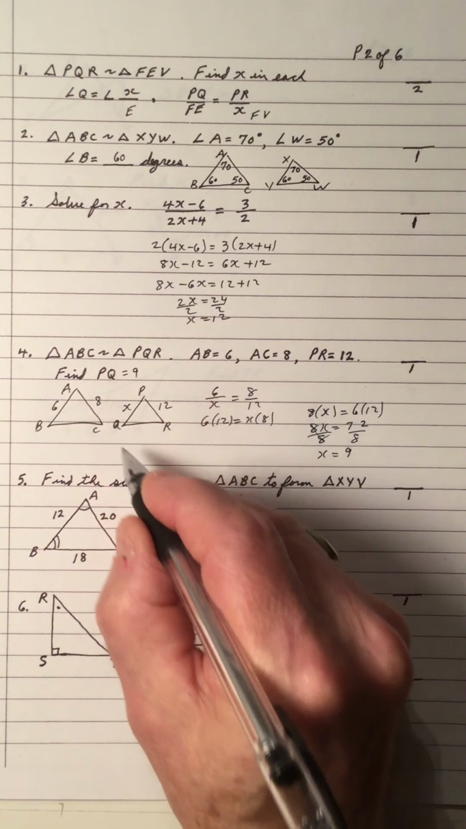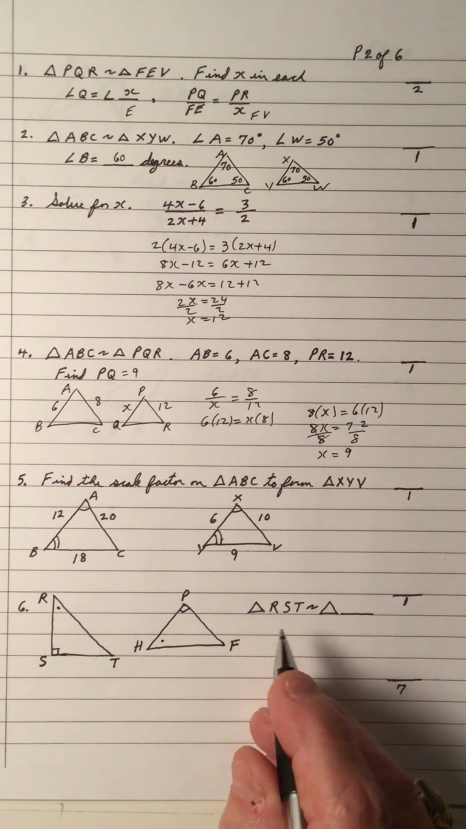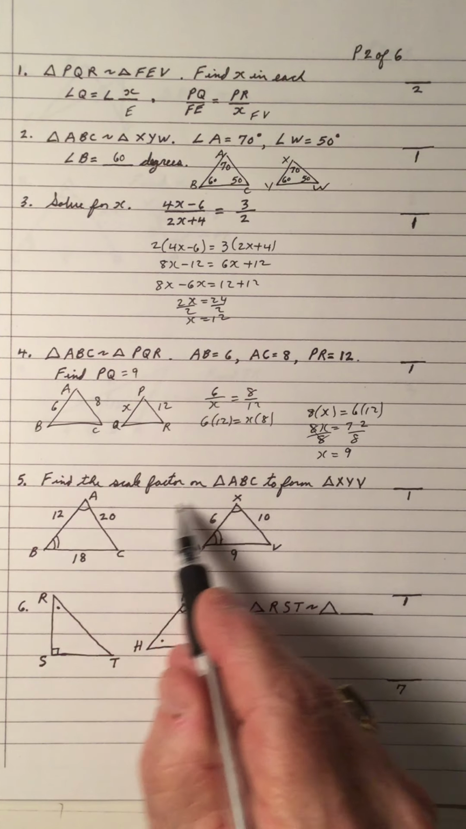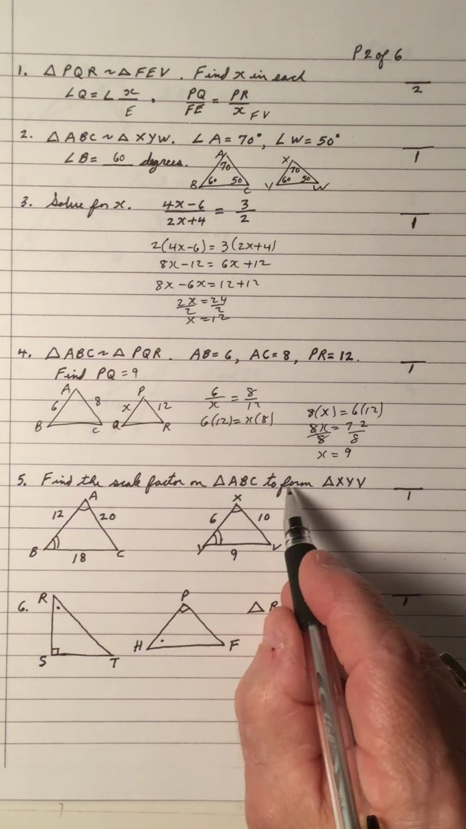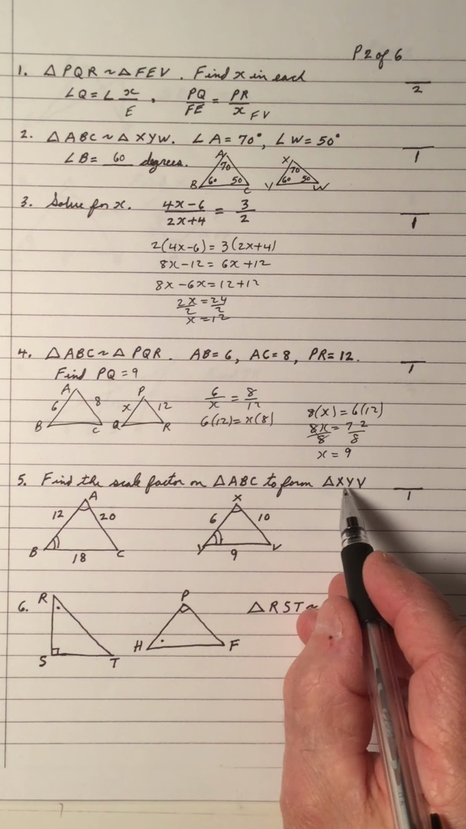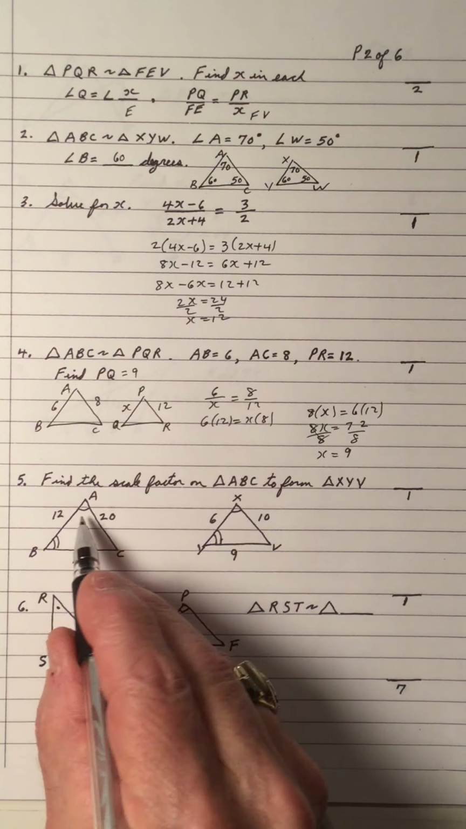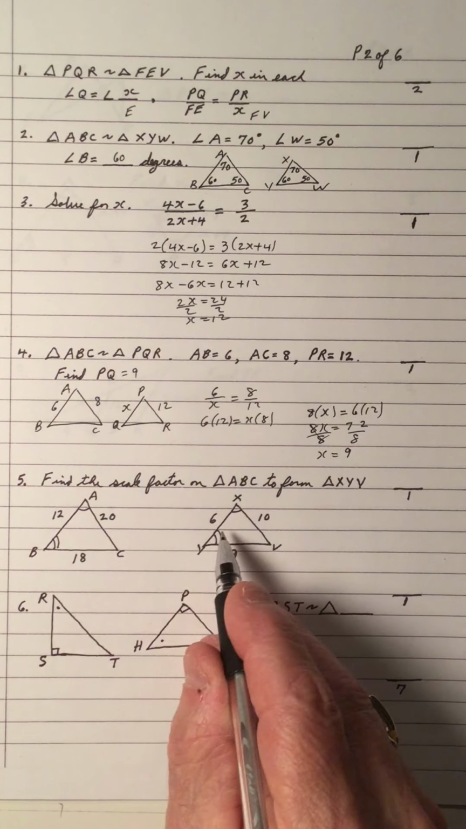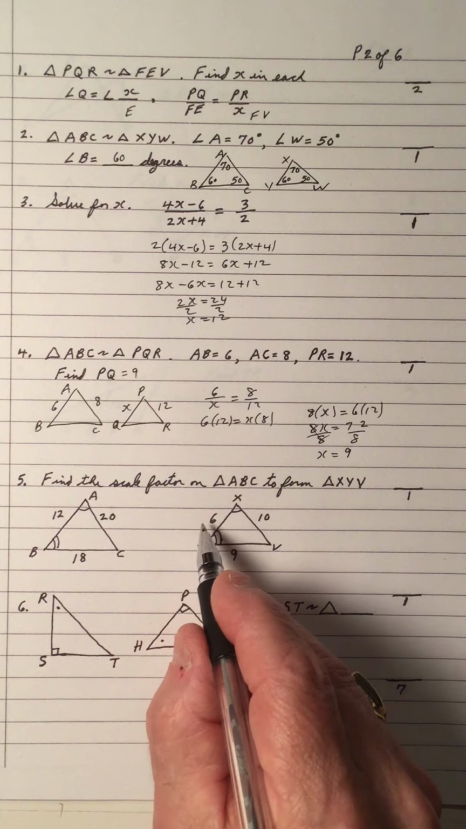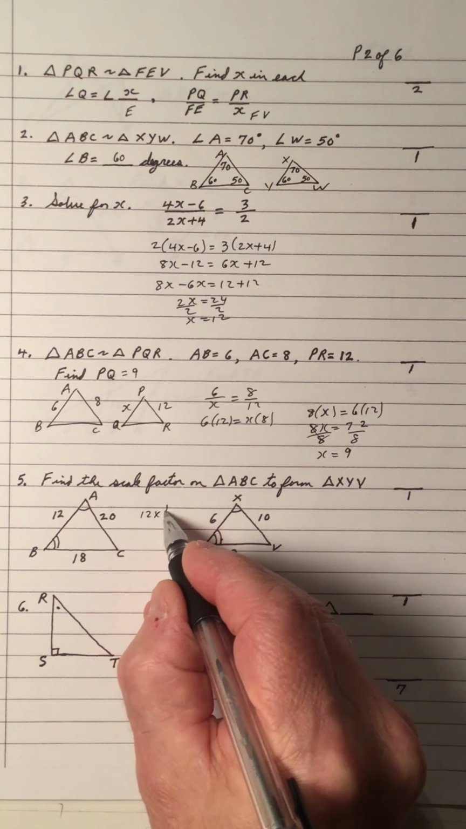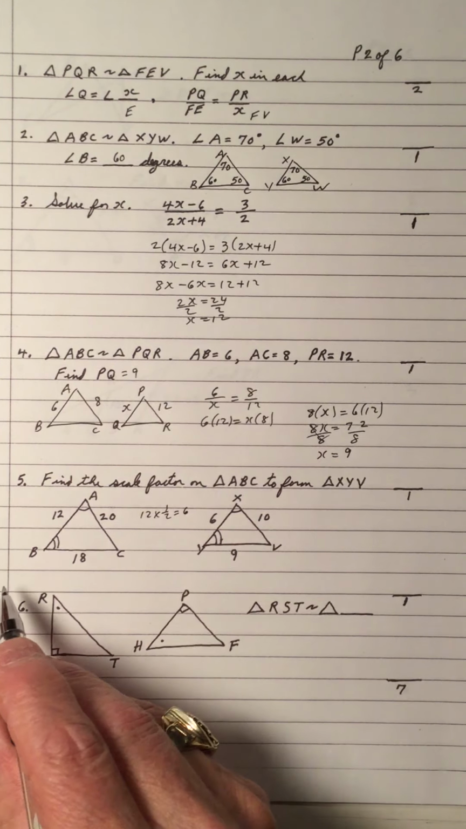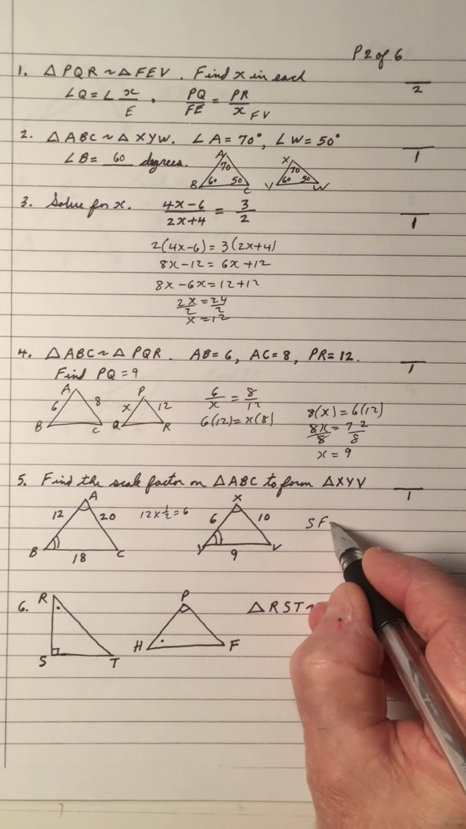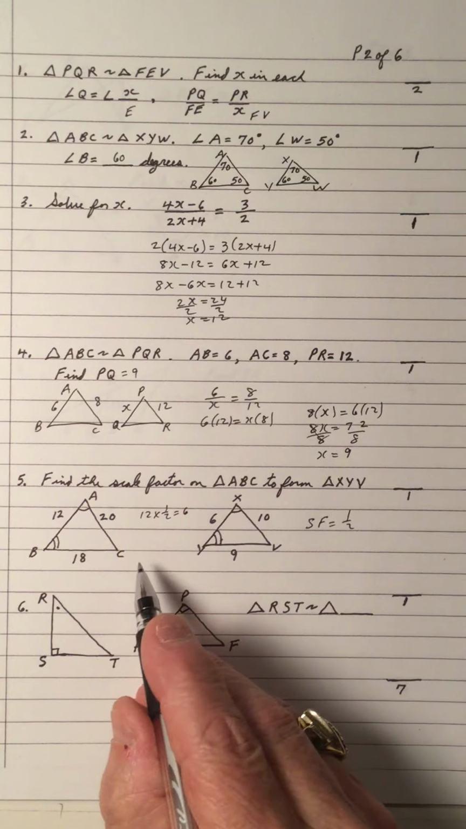PQ is equal to 9 because that's what I had x be. Give yourself a mark. Number 5, find the scale factor on triangle ABC to form triangle XYV. Notice A goes with X, B goes with Y, so they're matched up. So what do I do with 12 to get 6? 12 times a half gives me 6. So the scale factor is 1/2. So I call it scale factor is 1/2.